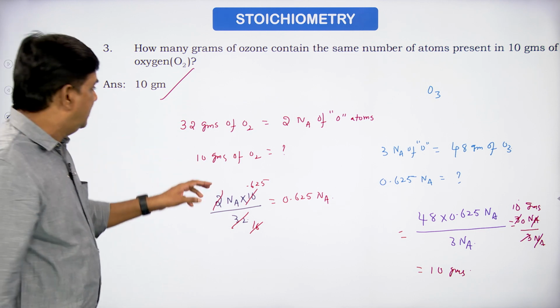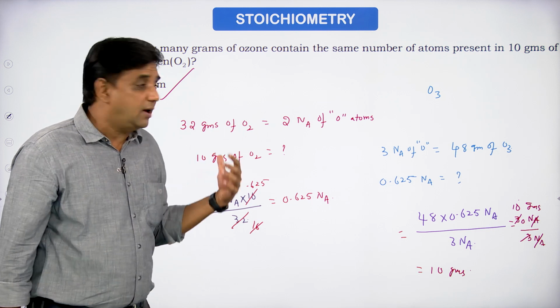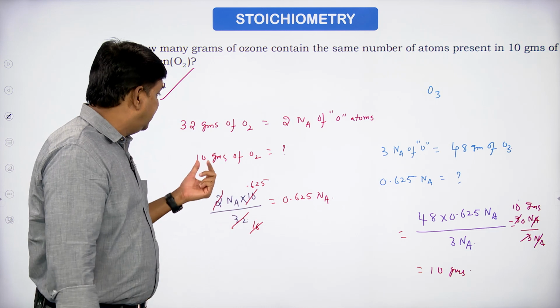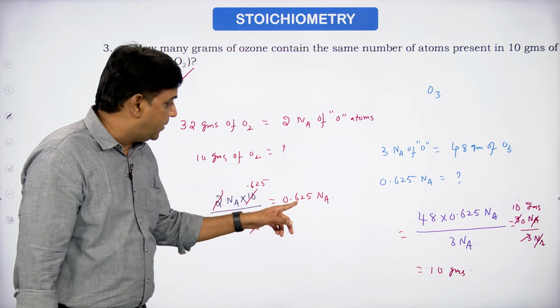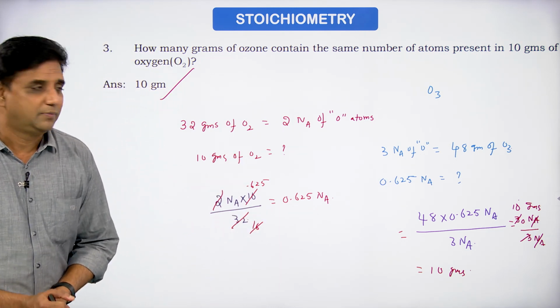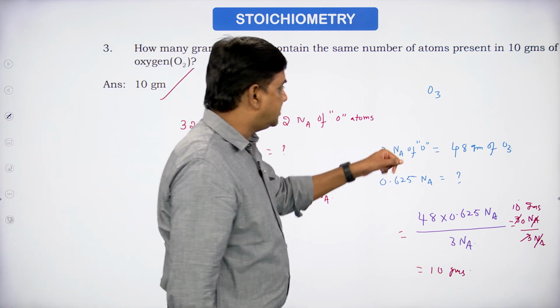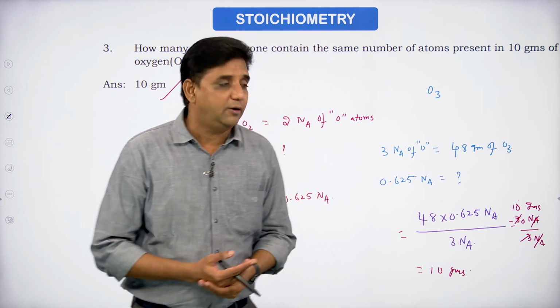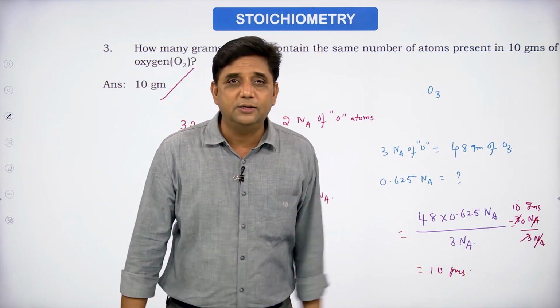First we have found the mass of oxygen, the number of oxygen atoms present in the 10 grams of oxygen, that is 0.625 moles. Now 3 moles of oxygen is present in 48 grams of oxygen. 0.625 moles will be present in how many grams? If you do this calculation, 10 grams.